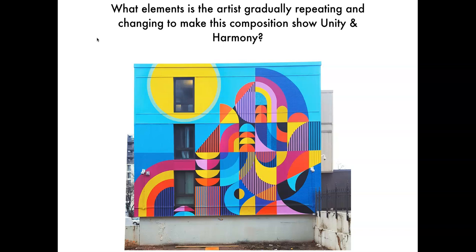In this one, what elements is the artist gradually repeating and changing to make this composition show unity and harmony? Same thing again. We have the same intense colors. We have vertical lines that are being repeated throughout. We have these organic type of shapes being repeated throughout. And we have the same flat application of paint showing a very smooth texture throughout the entire work, making this a unified design.